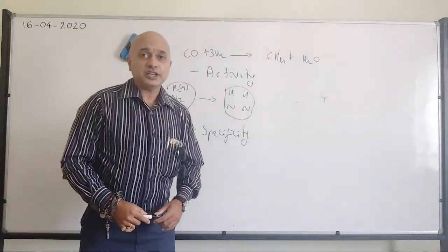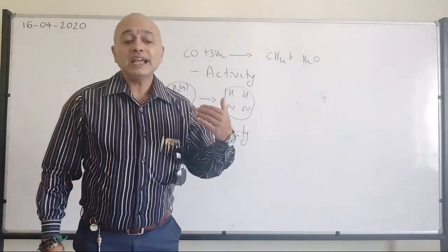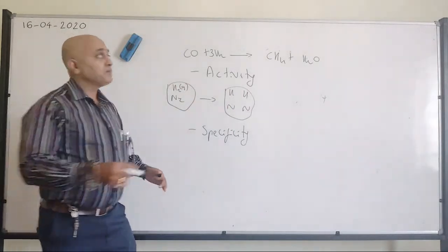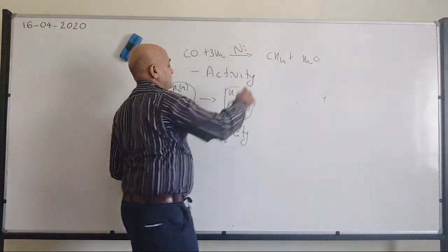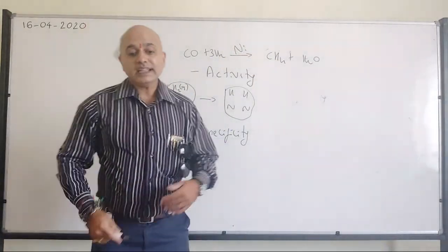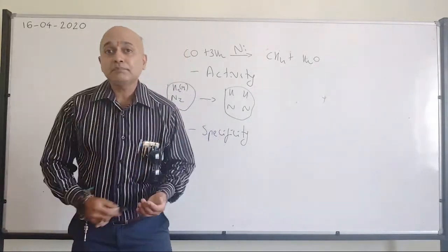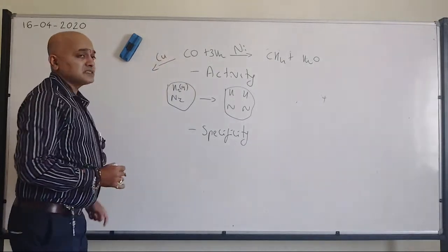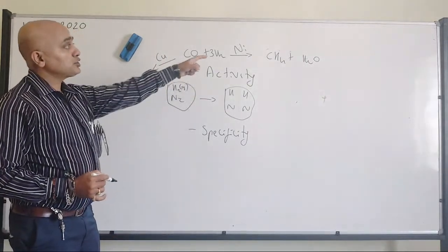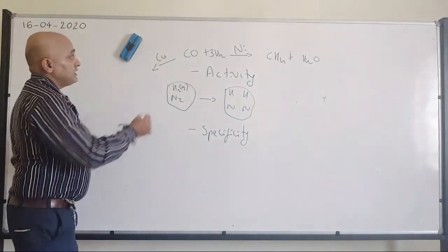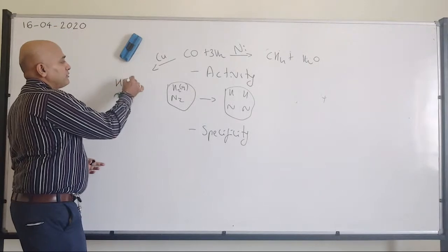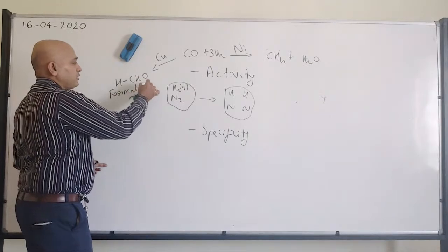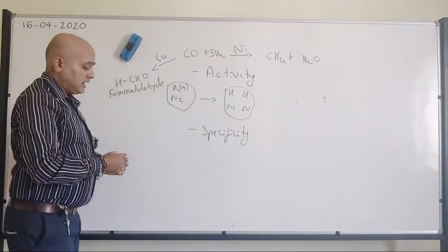Now this reaction, where carbon monoxide reacts with hydrogen to form methane and water, happens in the presence of nickel. If I do the same thing in the presence of copper, there is no question of formation of methane. In the presence of copper, there will be formation of formaldehyde.